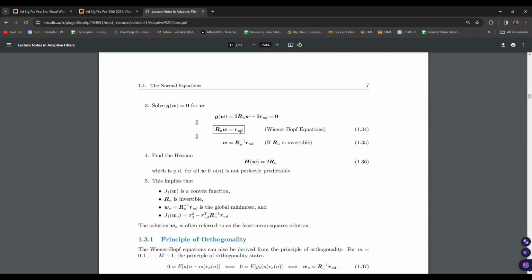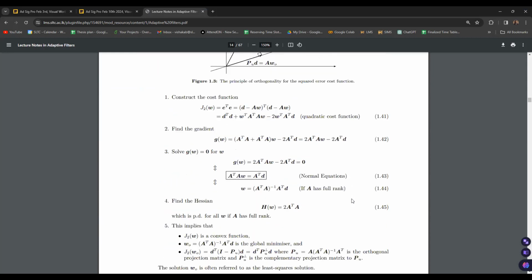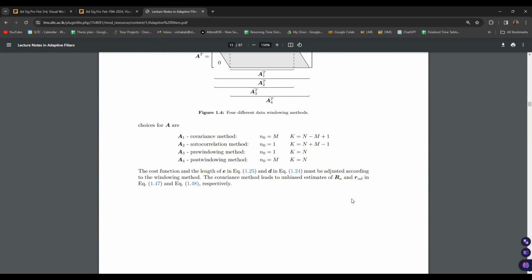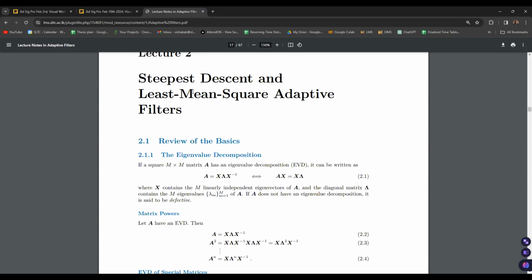In this equation, the W means the filter coefficients. I have taken in my notes the H as the filter coefficients, and this note is similar to that. The W is equivalent to the filter coefficients. Here the Wiener-Hopf equations are given, and after that, there are sections related to finding the values of the filter coefficients using the algorithms that I mentioned just now. These are the two algorithms, the steepest descent algorithm and the least mean square algorithm.